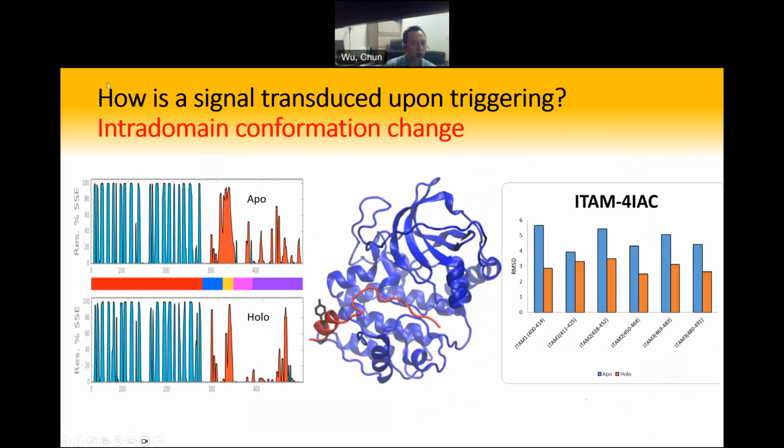Besides that, we also observed a conformational change. This is the secondary structure plot, and we can see that the apo system, compared with the holo system, loses the helical structure, which helps it convert into a conformation that makes it easy for the kinase to do phosphorylation. This is the actual structure of the kinase with its substrate, with tyrosine here. Our analysis shows that indeed the 6 tyrosines change their conformation to a more active conformation. So that's the conformational change upon antigen binding.